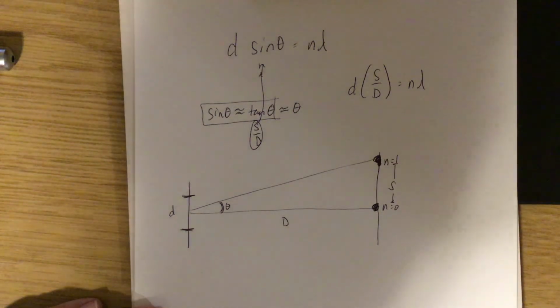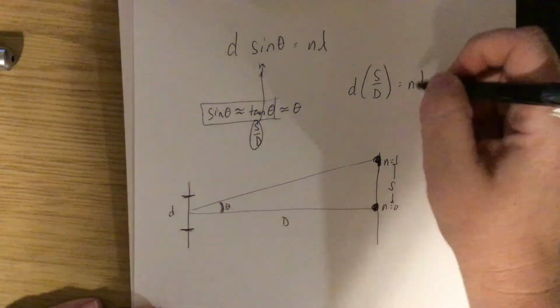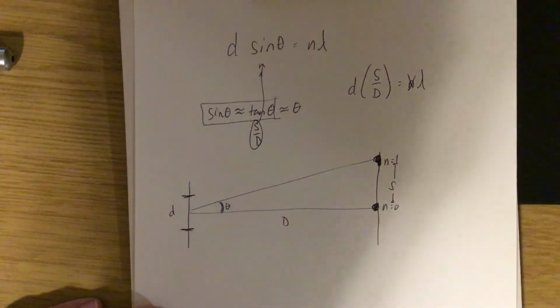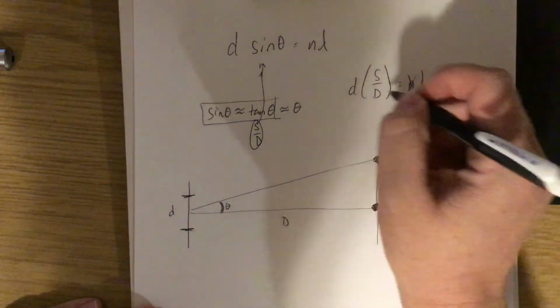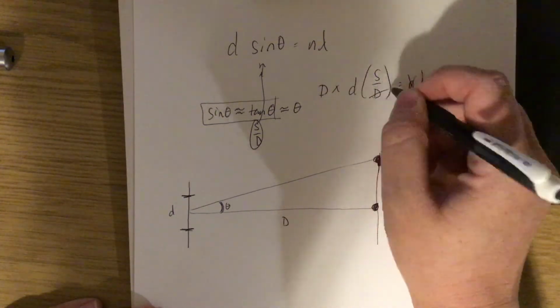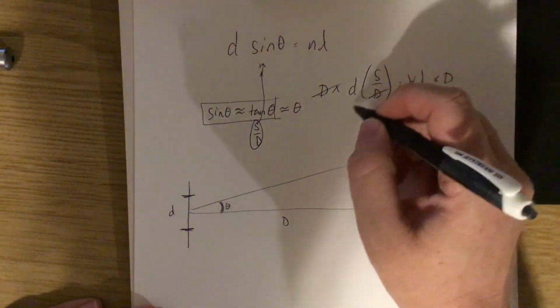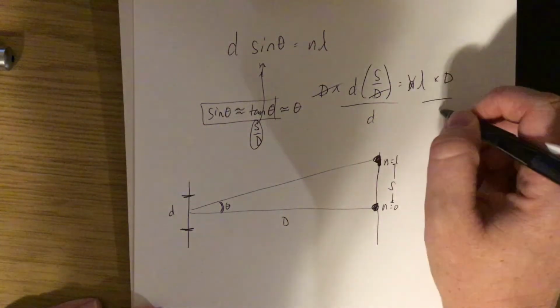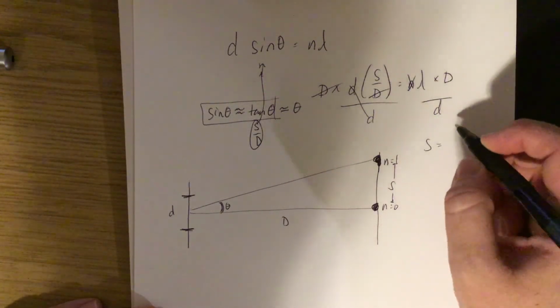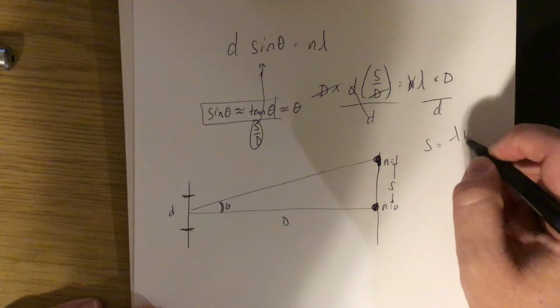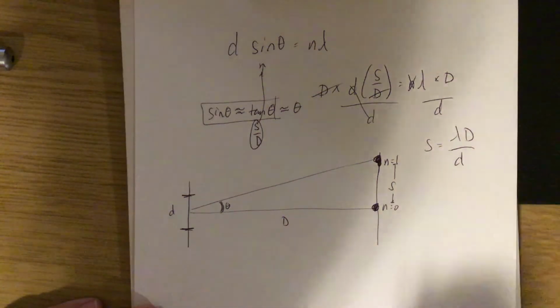And so again, on the other equation that we're using, we assume that n equals 1, so we can get rid of that. And then we can go ahead and multiply both sides by big D, and that cancels out here. And then we can divide by little d, and it cancels out there, and it brings us to S equals lambda big D over little d.